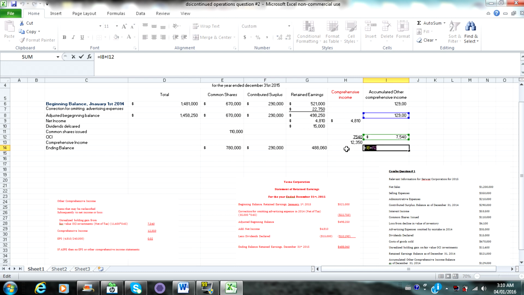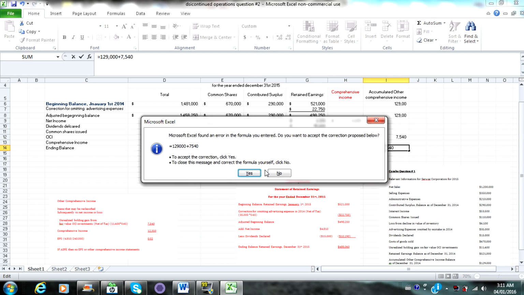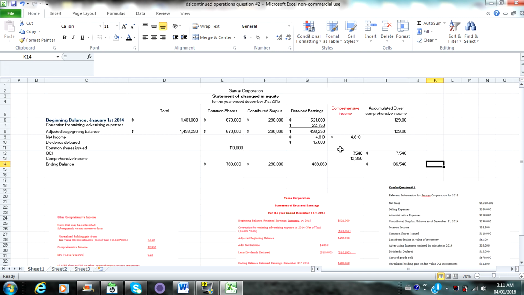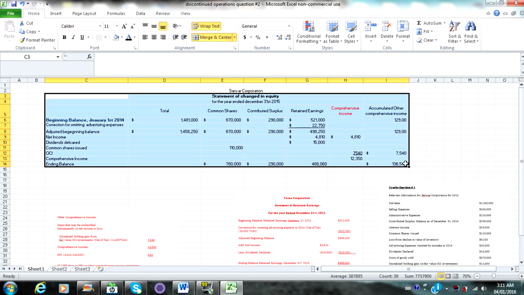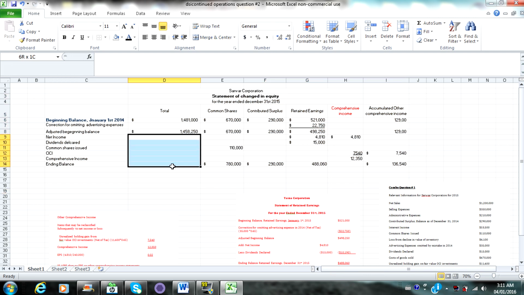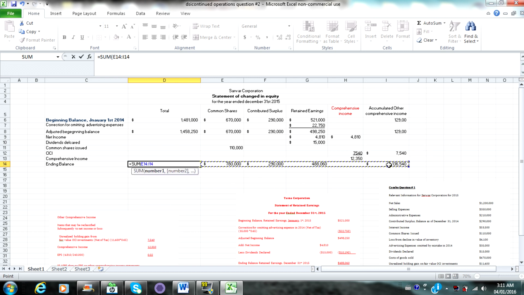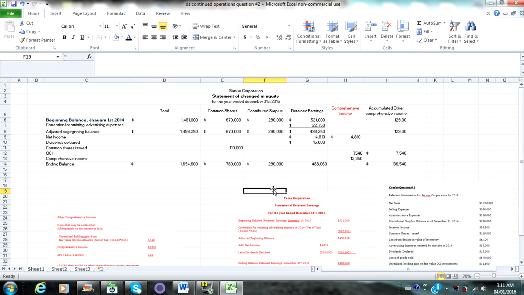Well, I don't know why that did that. Oh, maybe because one's a dollar sign and one's not. That's just going to be equal to $129,000 plus $7,540, giving us an ending balance of $136,540. Now, this statement is basically done. All that's left is to figure out this total column right here. So obviously, this is going to equal the sum of all of this. We're going to add all that.